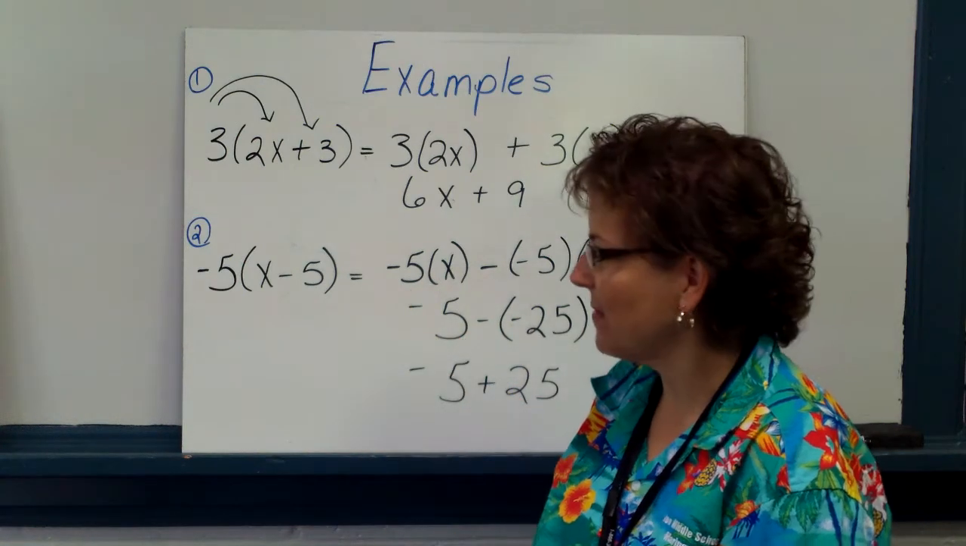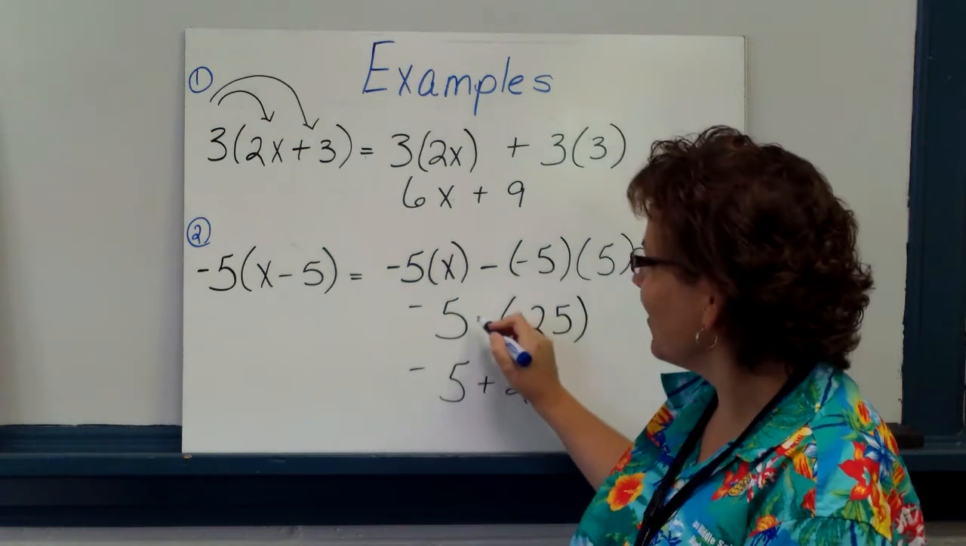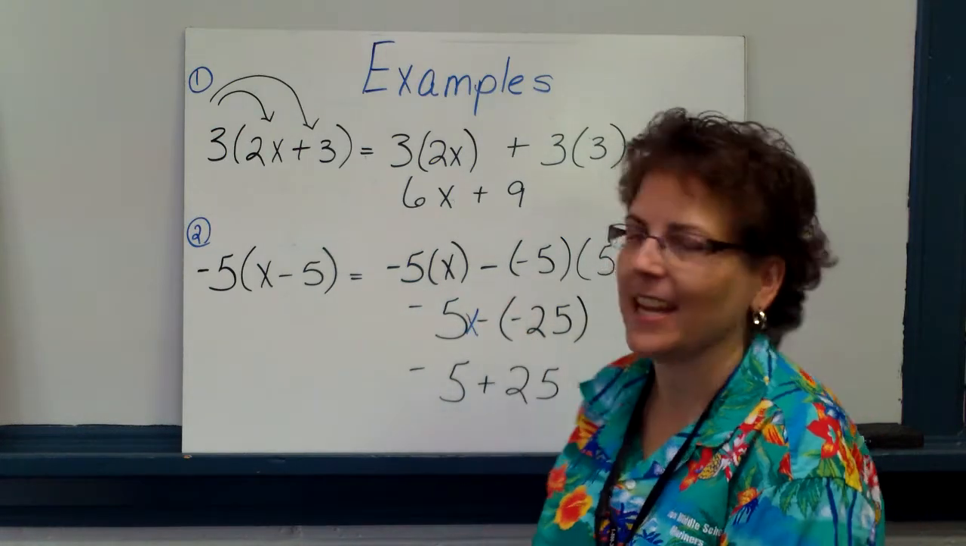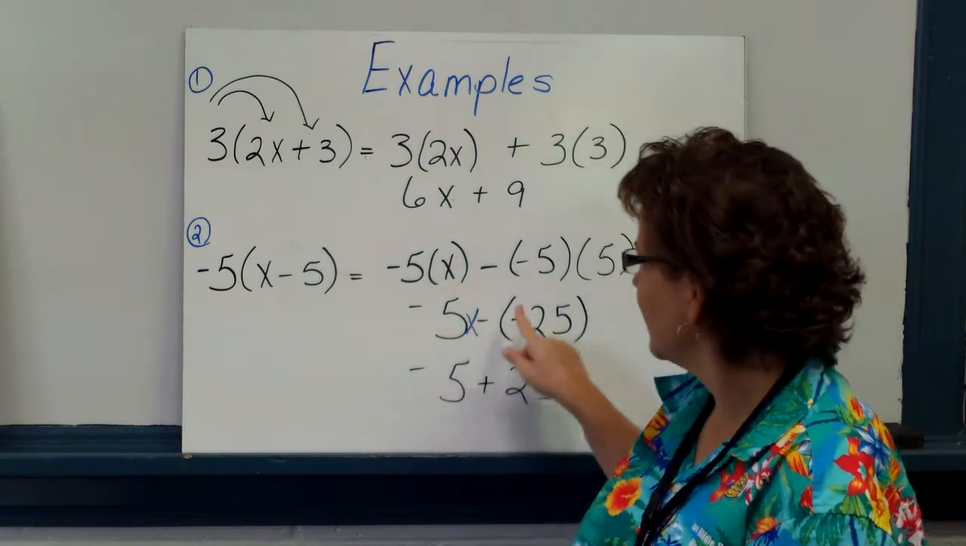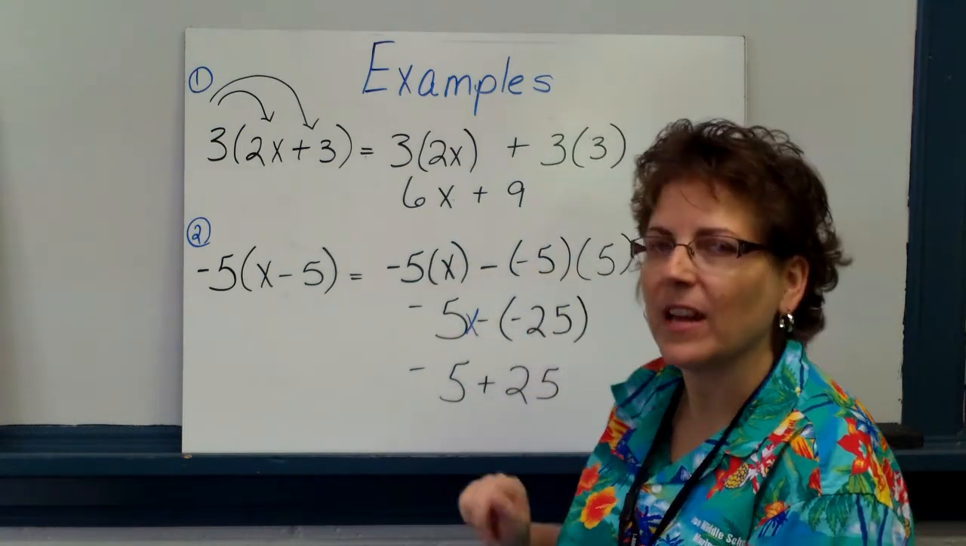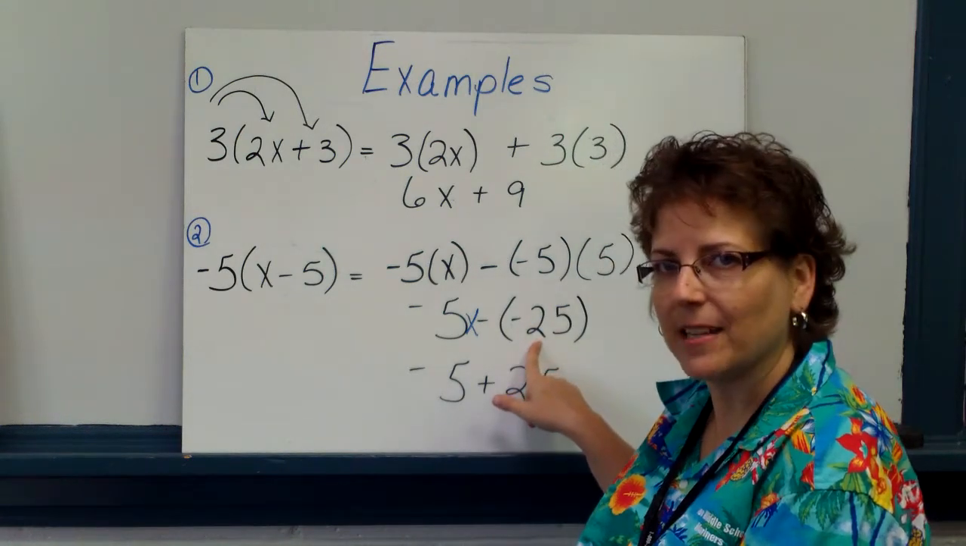-5, let me fix this here, -5 times x is going to give you a -5x. Minus sign, -5 times 5. You've got a negative times a positive, it gives you a negative. So that becomes -25.